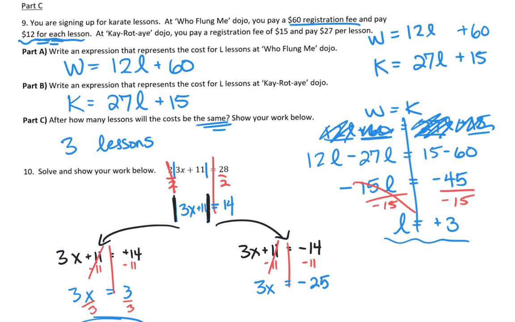And then divide by 3, so we can get x by itself. And x equals negative 25 thirds. I like that answer, but it's the fraction. I don't like fractions. Fractions are part of life. Deal with it. All right, moving on.